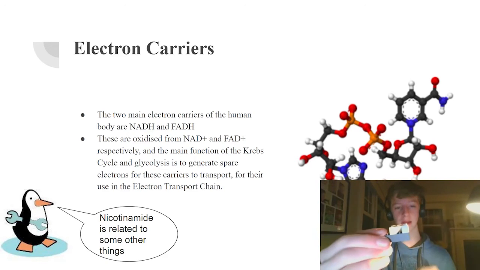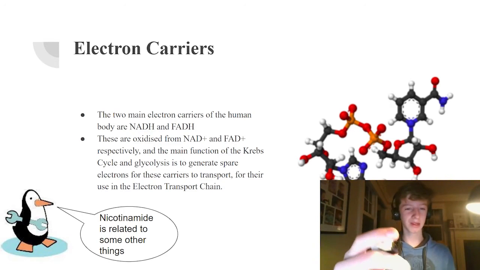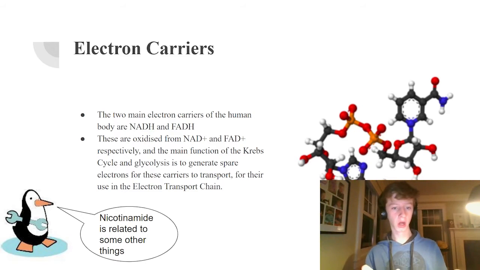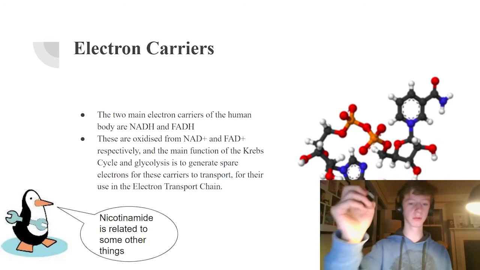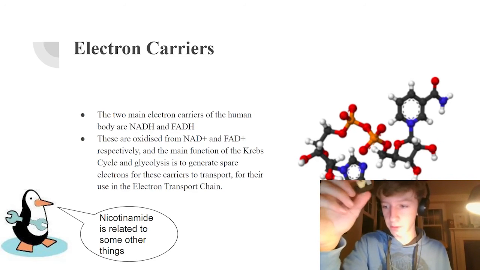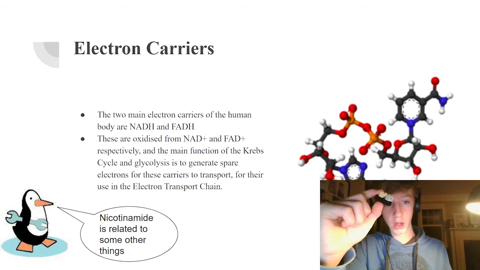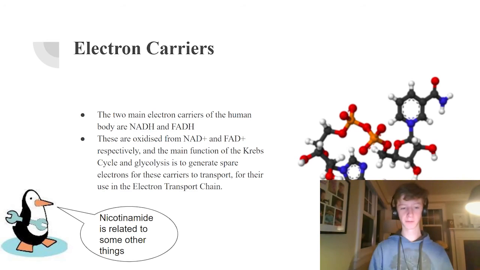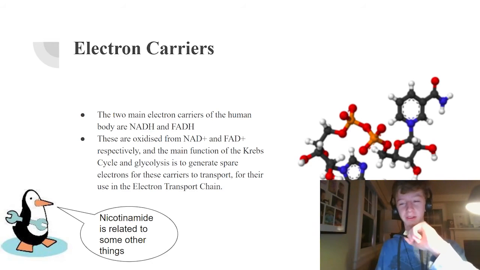onto this NAD+ to reduce it to form NADH or FADH, and this is the main function of the Krebs cycle and glycolysis: to generate spare electrons for these carriers to transport. So you can use them in the most energetically favorable step of cellular respiration, which is the electron transport chain. And yes, this is the penguin, reminding us that nicotinamide is related to some other things.